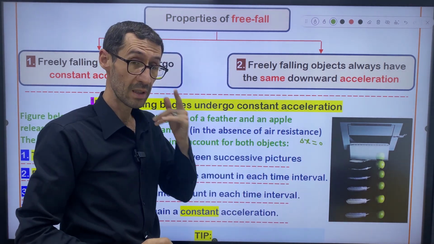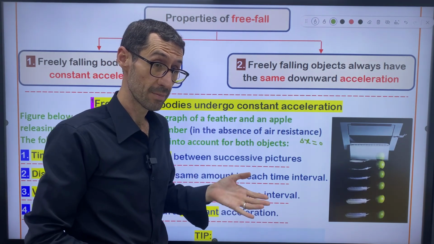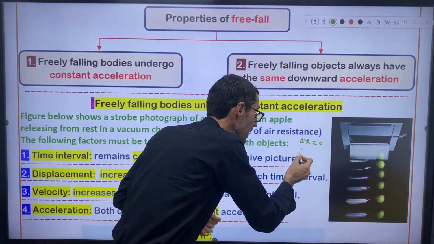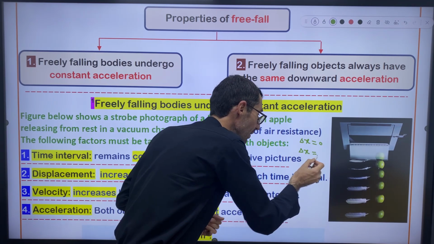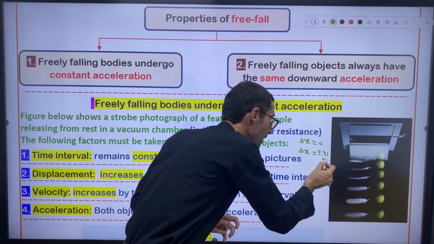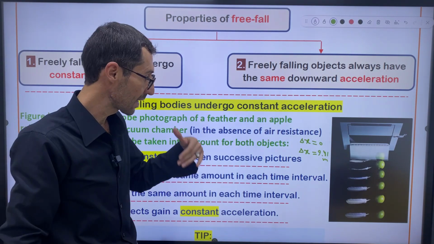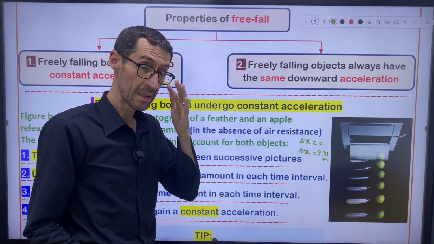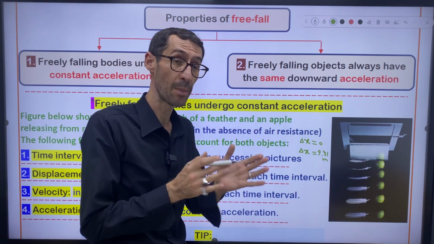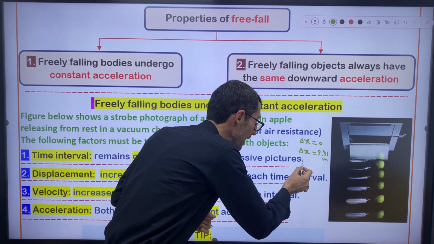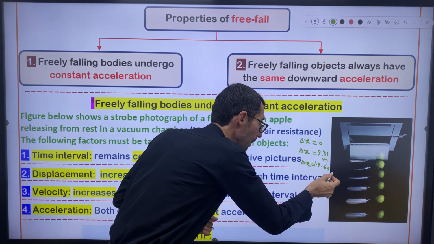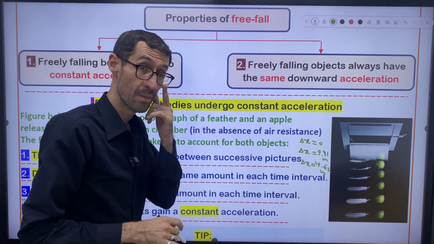What do you predict about the next time interval? What happens after a while? Displacement increased by the same amount, displacement increased by this value, 9.81 meters. Right. What else? What happens between successive time intervals? Displacement is increased to 19.62 meters.